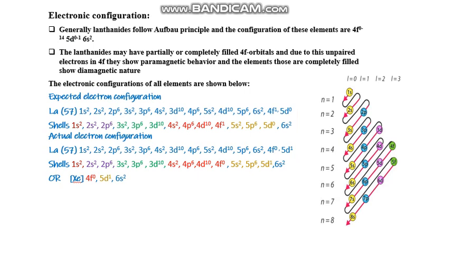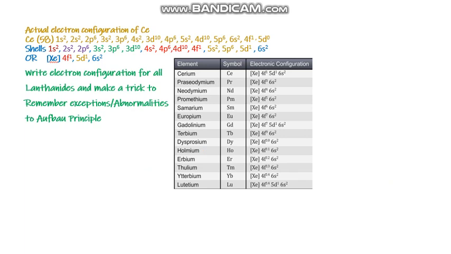The electronic configuration on the basis of Aufbau principle can be written as, the example is given: lanthanum 1s, 2s, onward to 5d. The shells are made with different colors. The principal quantum number 1 is written separately, 2 separately, 3, 3d separately, etc. The similar is the case with other lanthanides. Actual configuration of cerium: 1s2, 2s2, and the table shows the electronic configuration.